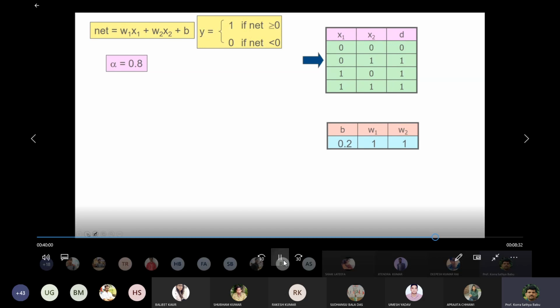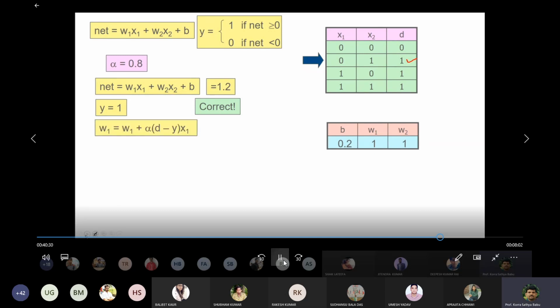Now go with the second row. Check it now. Again 1.2. So this net value is 1.2 and y is greater than 0, so it comes under 1. So should we get 1 here? Is it right or wrong? Yes, it is correct, because we are getting y equal to 1. That is fine for us. This is the output that we got, y equal to 1.